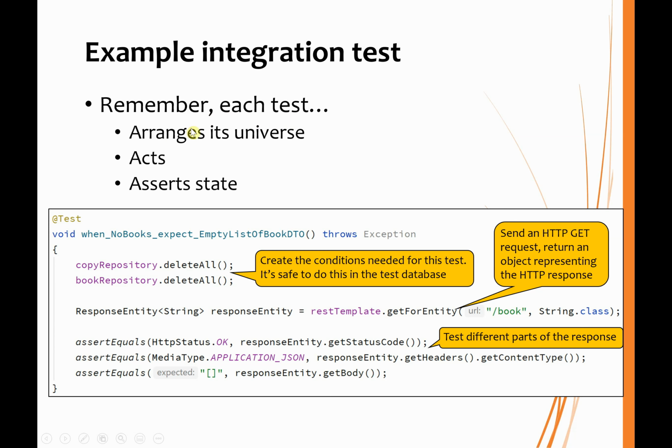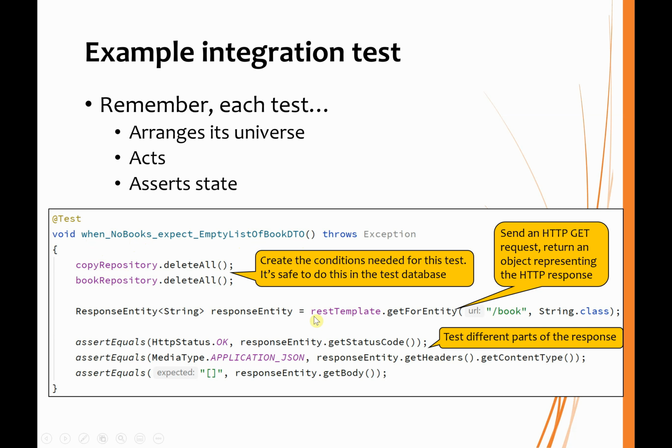As a reminder, each test should arrange its universe, perform an action, and then assert state. So in this example, we're arranging the universe in terms of deleting all the contents of these two repositories in the database. And it's safe to do that because it's a test database. So we're creating the conditions that are necessary for this test. And this test says that when there are no books, we expect an empty list of book DTO objects. To get the condition of no books, we delete all the copies and all the books from the database.